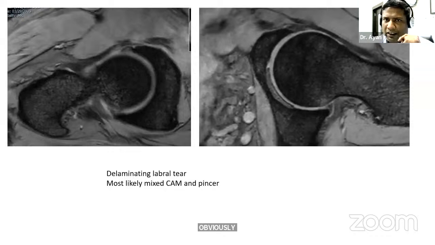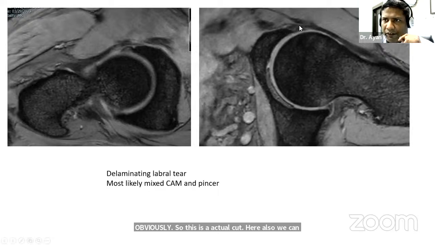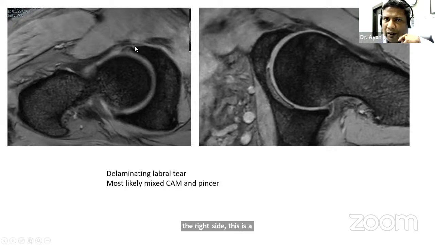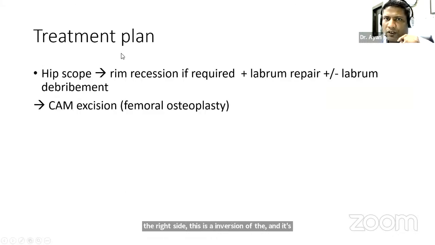This is an axial cut. Here also we can clearly see that the left one has a very good attachment, and on the right side there is an inversion of the labrum, and it's virtually pointing downwards now. So the treatment plan at this stage was to go ahead with a hip scope, see if a rim resection was required, but definitely do some labral repair.